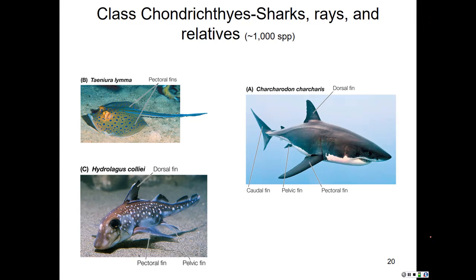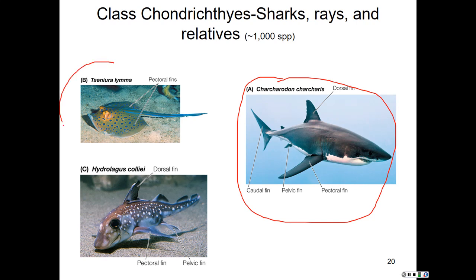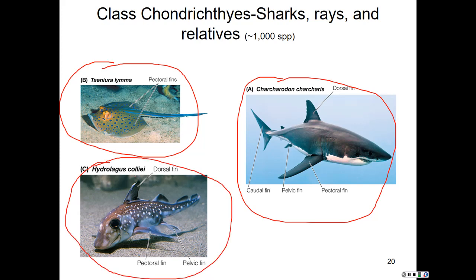All right, so let's look a little bit at this class Chondrichthyes. This includes the sharks, the rays and the skates. Also, the chimeras, which are also known as ratfish. One thing they have in common, and what the name Chondrichthyes is in reference to, is that their skeleton is made of cartilage.